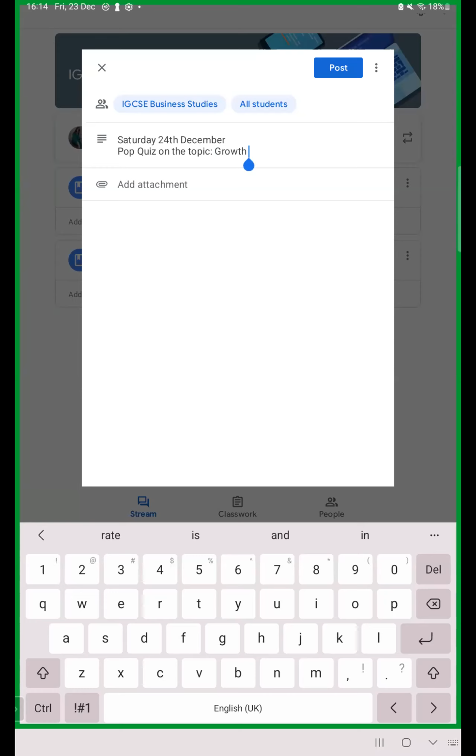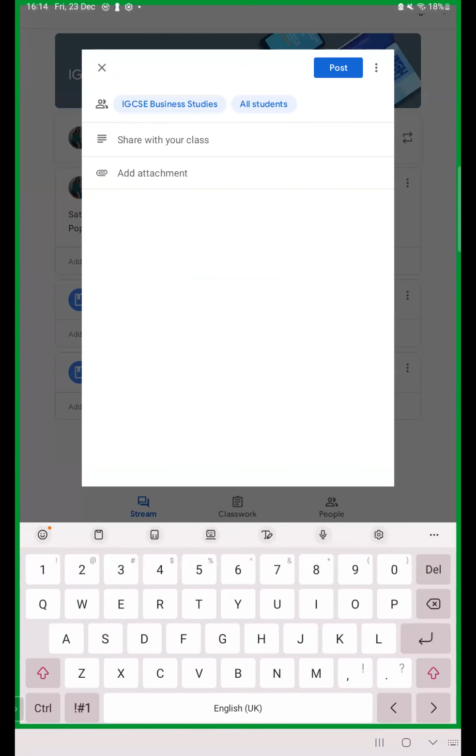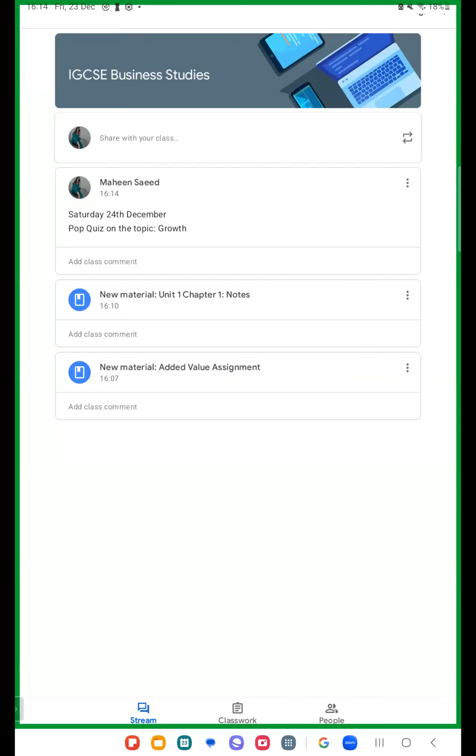Okay, so it'll be a pop quiz on the topic growth, and I'm posting it right now. So stream is like posting statuses. You can even ask me a question during the week, because right now I'm not able to connect with you on WhatsApp. So you can write on the stream over here. I've given you access to this. You can just write, Miss, I've joined the class. Miss, are we having a class? Miss, is the class cancelled? Whatever it is you want to ask me, you can write it here. I can post my announcements here. Stream is like a status thing that's going up and down.